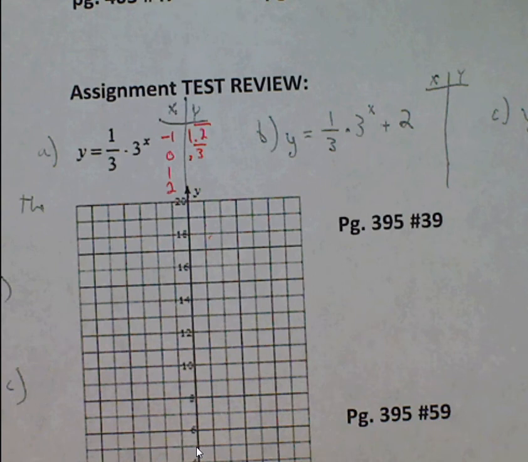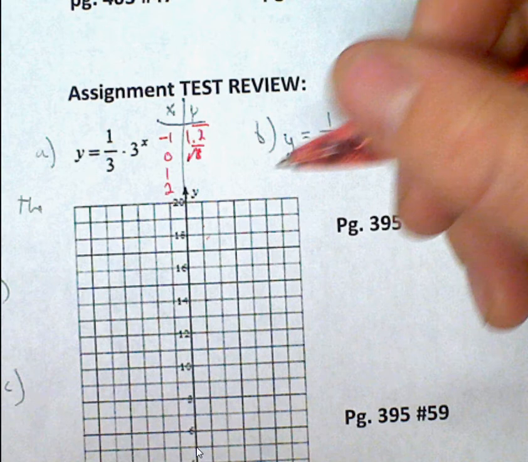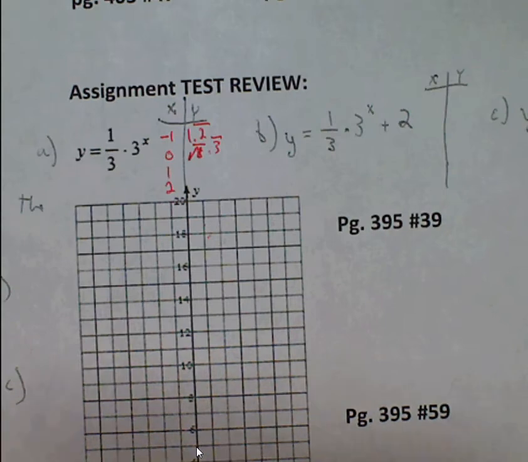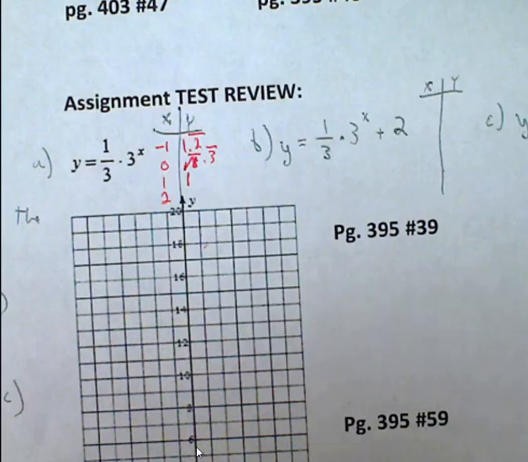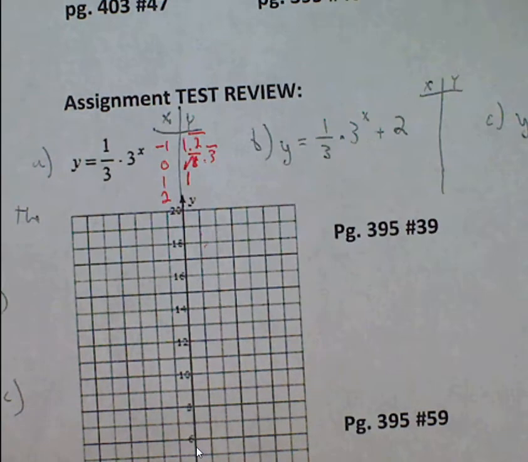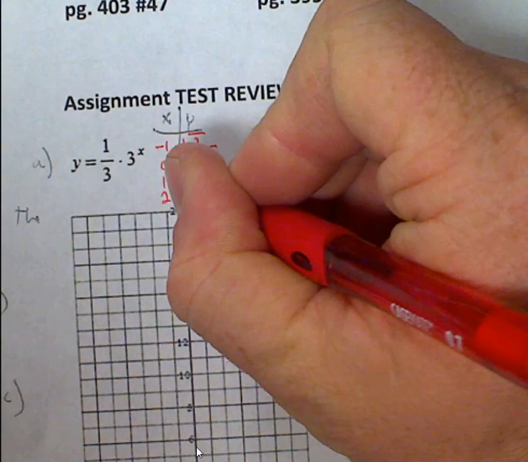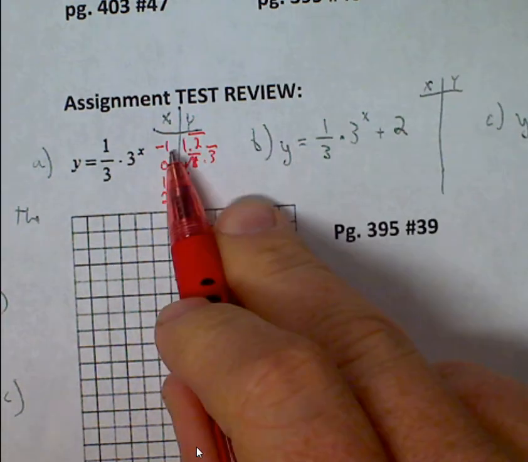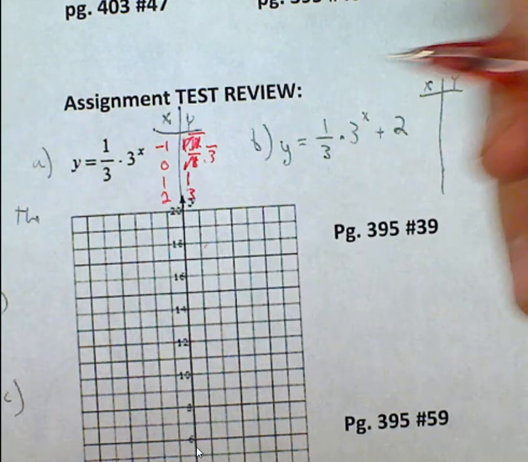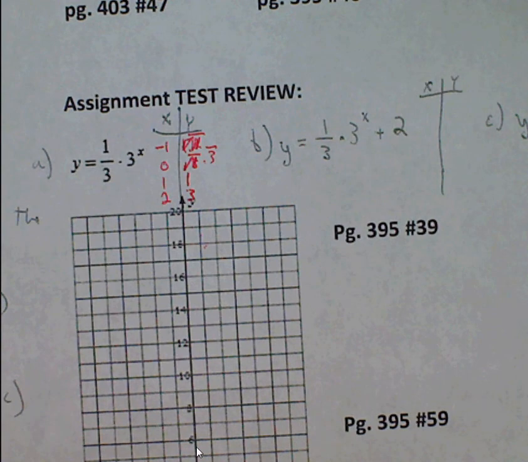If I plug in 1, or sorry, yeah, 0.3 repeating. If I plug in 1, I will get 1. If I plug in 2, 1/3, 3 to the 2, I will get 3. And I think I plugged this one in wrong. Oh, I plugged in 11, no wonder. 1/3 times 3 to the -1 gives me 0.1 repeating.